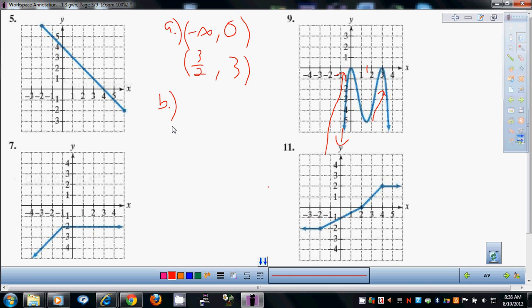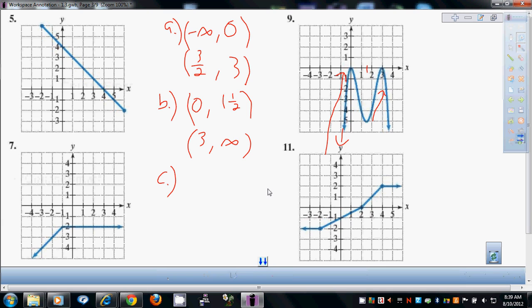Decreasing. Where's that thing going downhill? Savannah, bring forth your answer. Very good. I'll do it in mixed fraction notation this time. Where else is it going downhill? Actually, with the arrow, you just assume it keeps going. So, right. Nailed it. Good job.